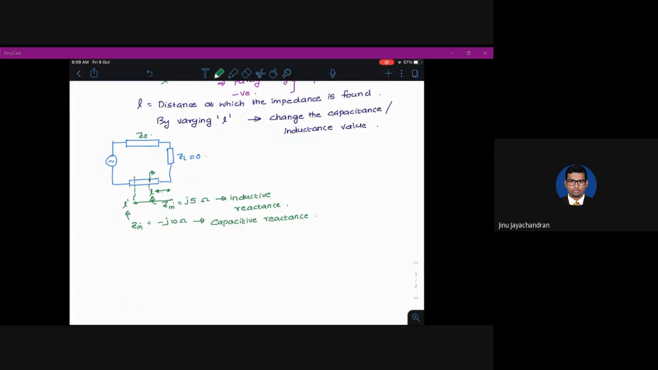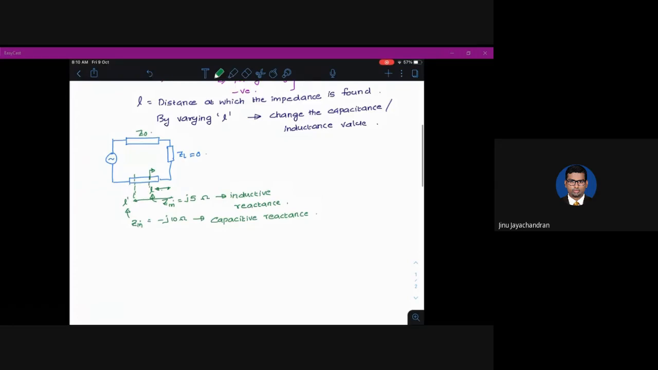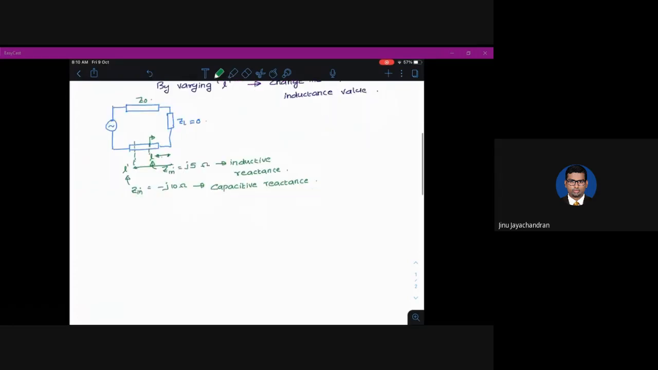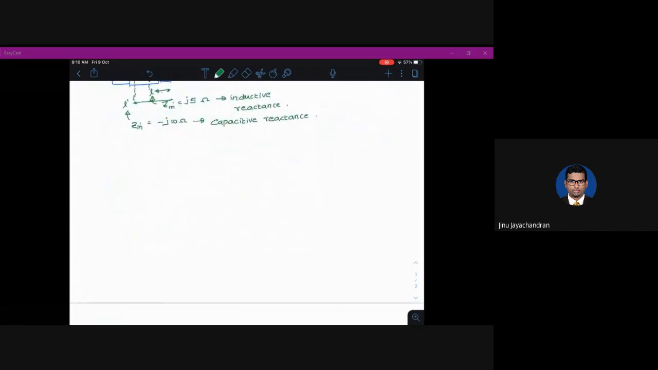Okay, so by changing the length of the transmission line, or by looking at different points of the transmission line in which the load is short circuited, you can realize different types of reactances. So we are going to look at what the possible ways are. This is for short circuit. Similarly, we will have the same thing for open circuit also.